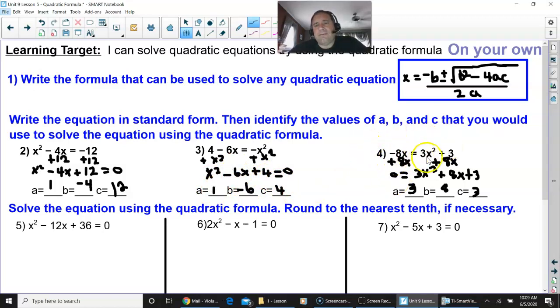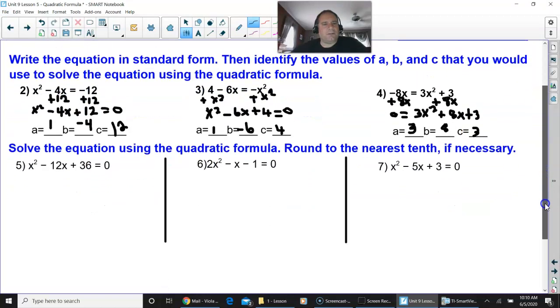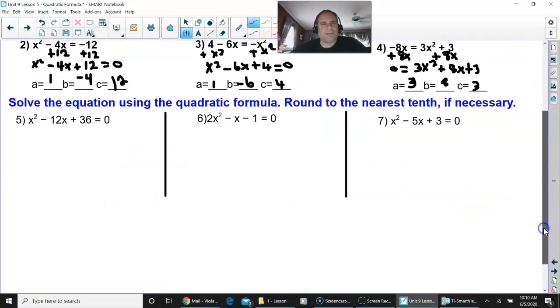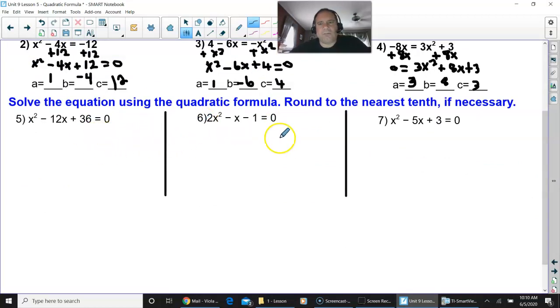This number 4, negative 8x equals 3x squared plus 3. I added 8x over to the right side because now that left side would have 0, and that's what you need. And then just wrote everything in standard form. You have 3x squared plus 8x now, and then plus 3. So the A is 3, the B is 8, and the C is 3. And that's it. So number 5, 6, and 7, just as you see them, they're all written in standard form, nice and easy.